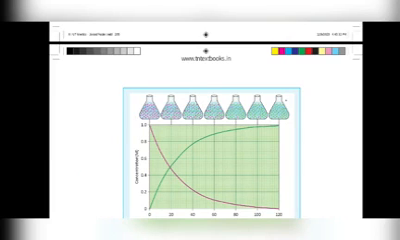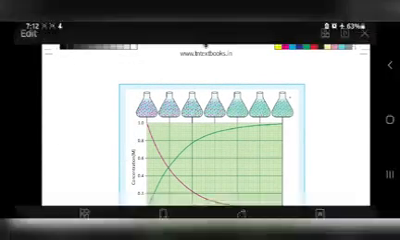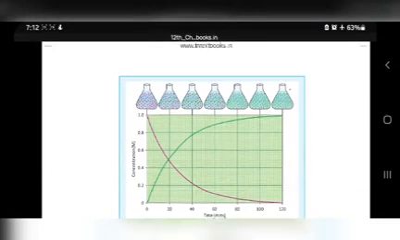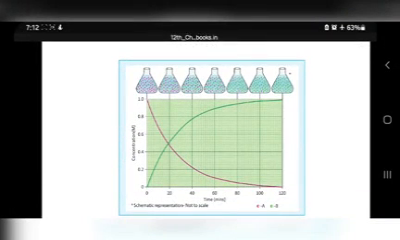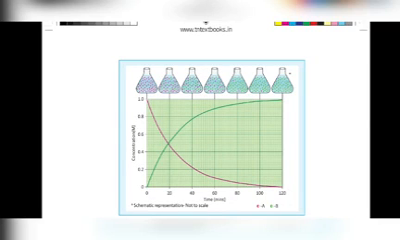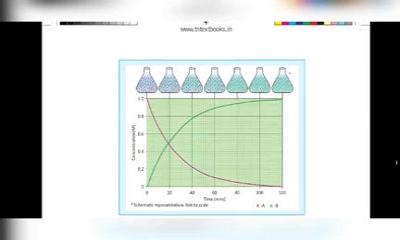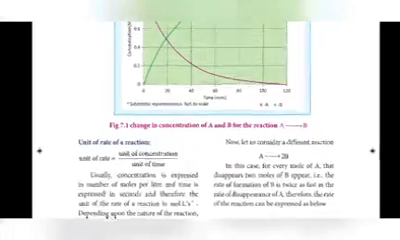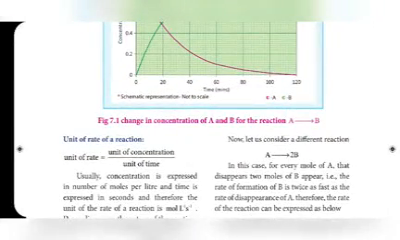In the chemical kinetics lesson, last class we learned what is rate. Rate means change in concentration of reactant or product per unit time. Now we will look at the unit of rate of reaction.